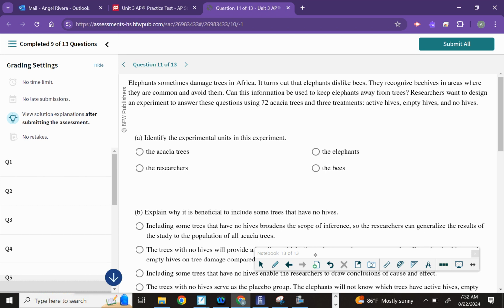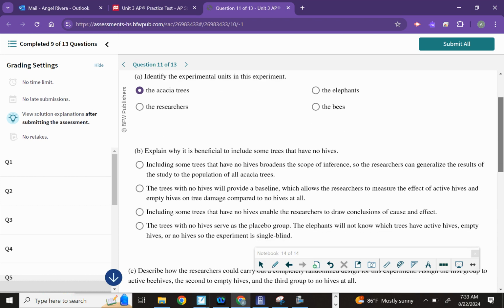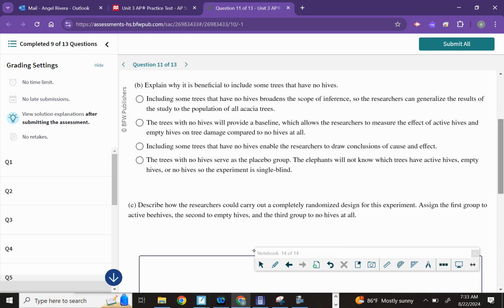Elephants sometimes damage trees in Africa. It turns out that elephants dislike bees. So this is modeling like an FRQ, but it's setting it up in a multiple choice format. So just a heads up. They recognize beehives in areas where they are common and avoid them. Can this information be used to keep elephants away from trees? So identify the experimental units. So in this case, we are experimenting on the trees. There are 72 acacia trees. So not the elephants. The elephants are just what's helping us. We're measuring the damage they did.